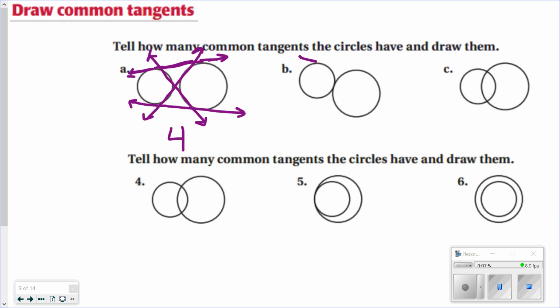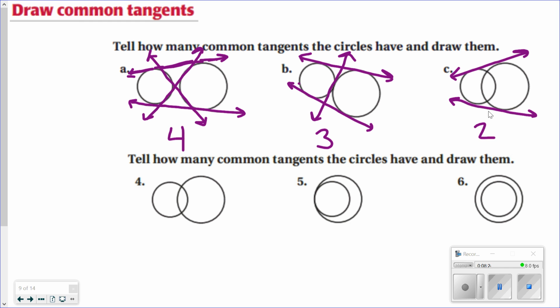For B, all right, so I know I have a tangent on the outsides. And once again, I could draw a tangent right there in the middle. And so this would have 3 tangents. For C, I could draw a tangent on the outside, tangent on the outside here. However, I could not draw a tangent in between these two circles because they do cross. So this one would only have 2 common tangents.